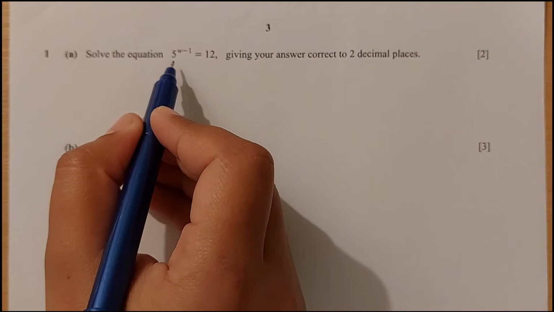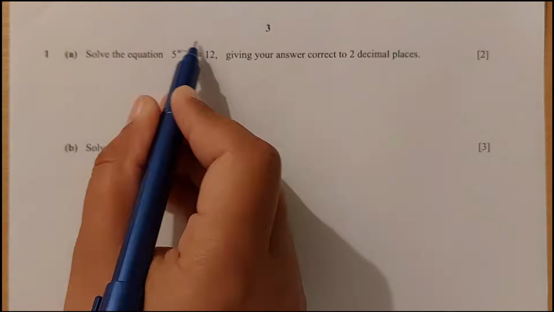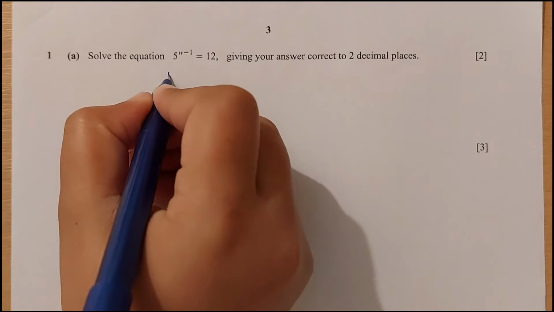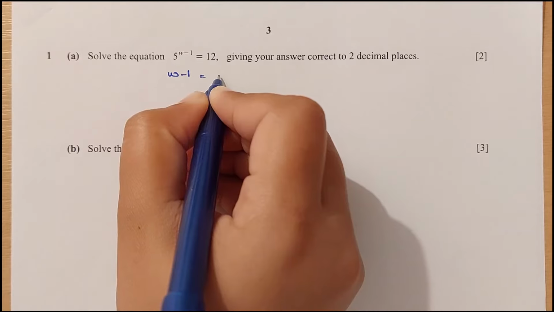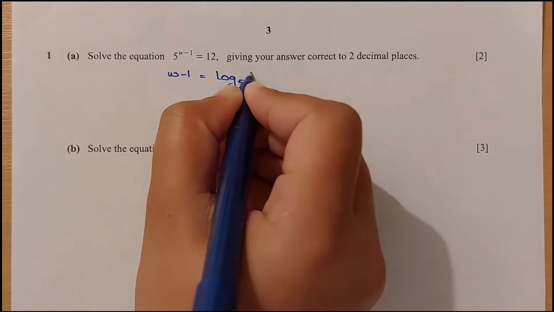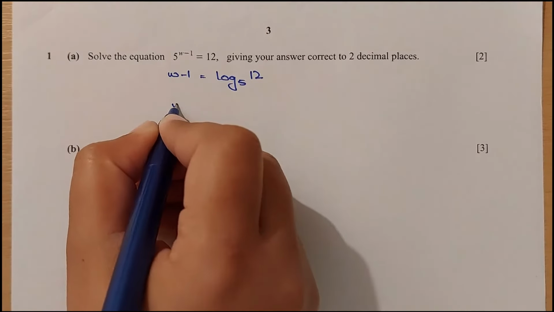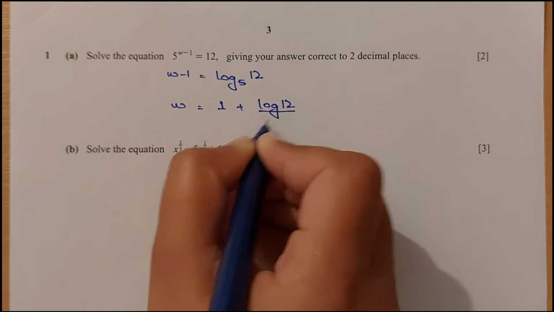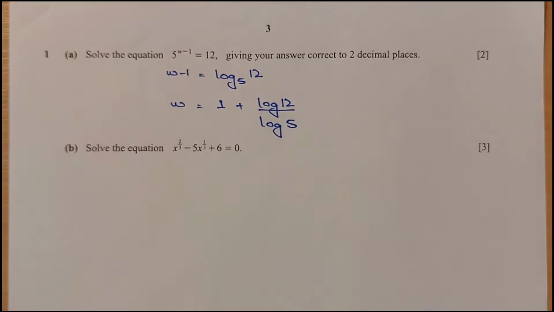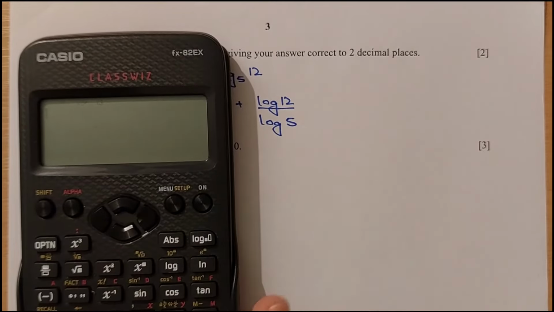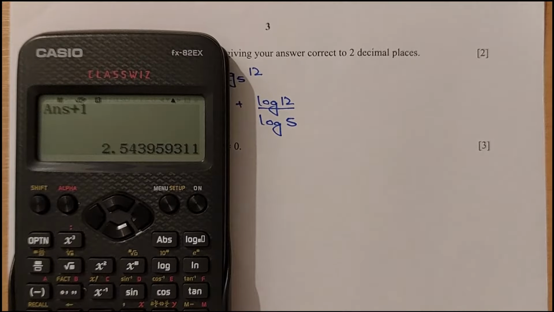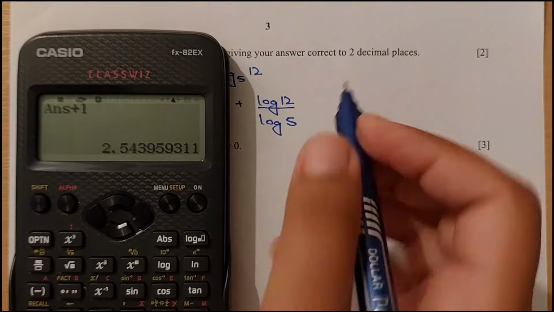Okay, so here we can convert this exponential form to logarithmic form to get the value for w. So we have w minus 1 is equal to log base 5 of 12. So w is equal to 1 plus log 12 divided by log 5. Right. Now let me do it. What is log 12 divided by log 5 and then add 1? That is 2.54. Correct to 2 decimal places, 2.54.